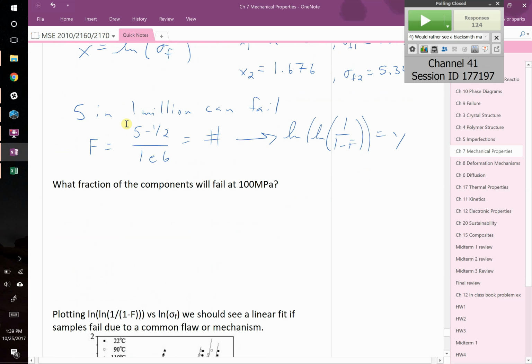Okay. What's the approach here? How would you figure out what fraction will fail? Rob, what do you think? It's easy. You just do it backwards. So you plug that in for your sigma f and you work through the whole thing in reverse. Yeah, it's no big deal.